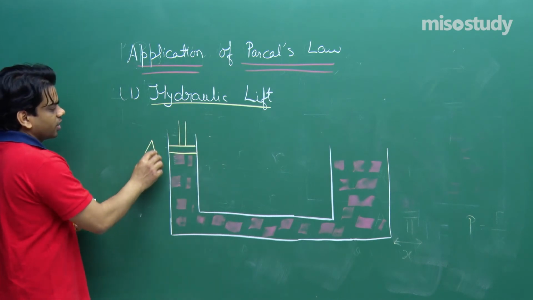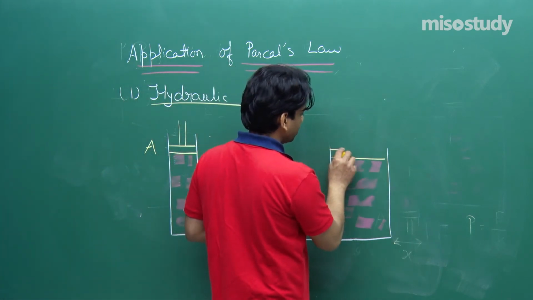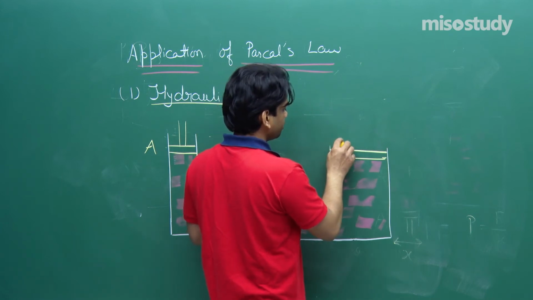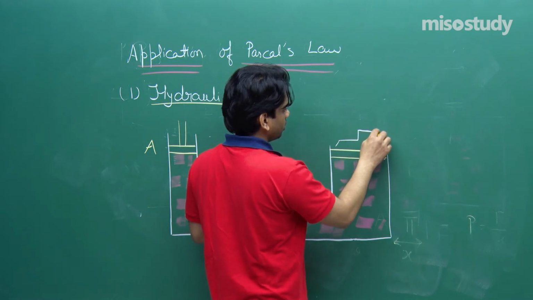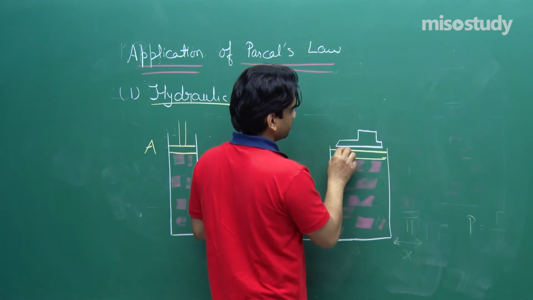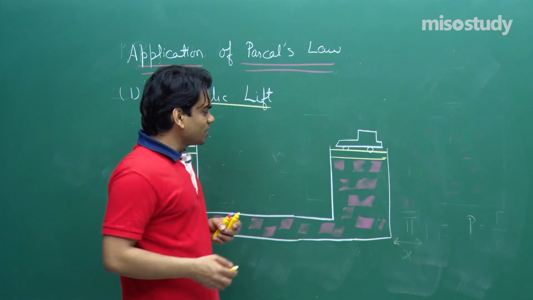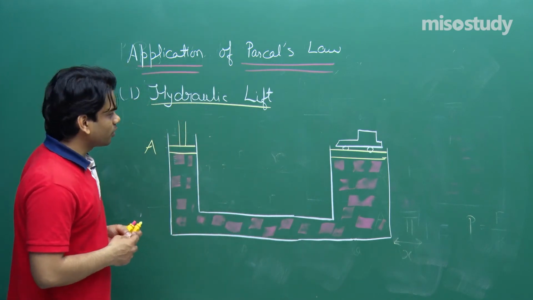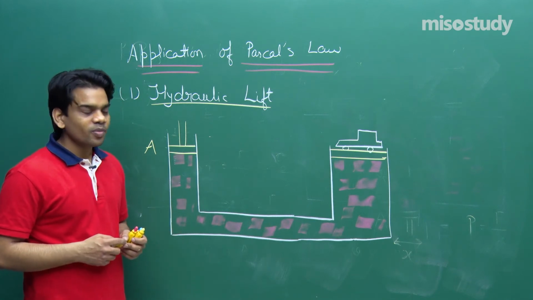This is the piston at point A, and here we have one more plank at which you can put a load. Let me put a car over here. Hope you are getting that a car is placed here. Now you see, the weight of the car will be very high. It's quite large in magnitude. How to lift it with the help of a hydraulic lift?